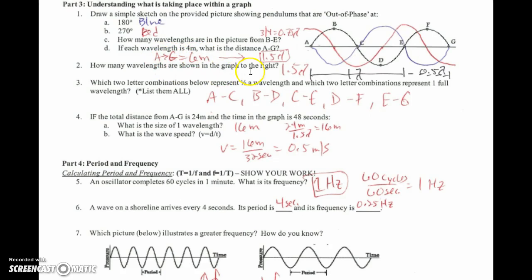So how many wavelengths are shown in the picture? Well, 1.5. So what combinations represent a half a wavelength? Well, there's a lot of ways. You can say A to C, B to D, C to E, D to F, and E to G. Those are the letters within here, combinations.